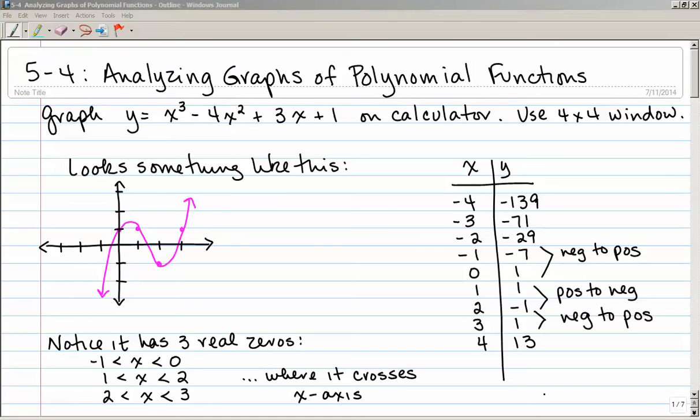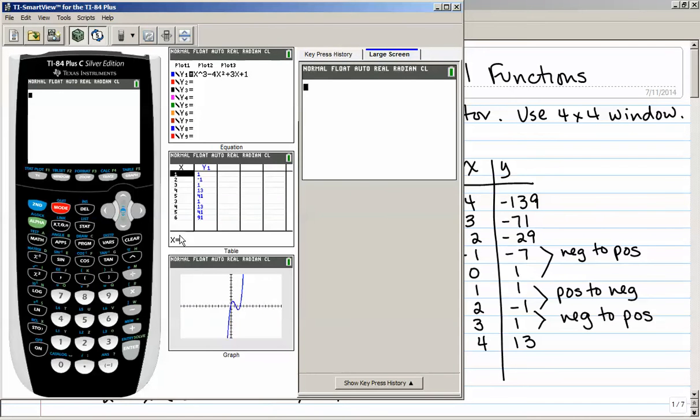Section 5.4 is on analyzing graphs of polynomial functions. So we're going to be graphing some polynomial functions on our calculators and seeing what's going on with them. So right now I'd like you to take a look at the graph of y equals x cubed minus 4x squared plus 3x plus 1 on your calculator. And I've actually graphed it here.